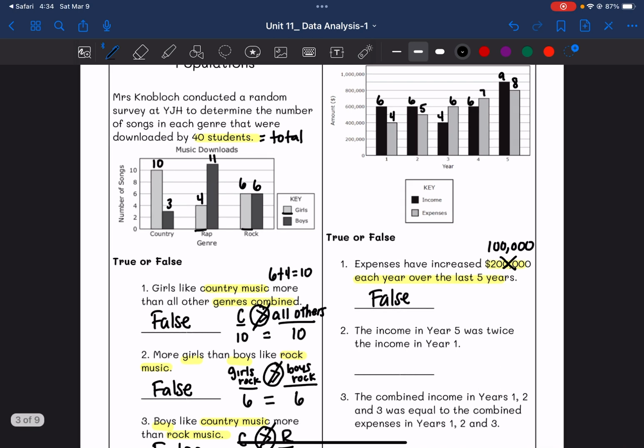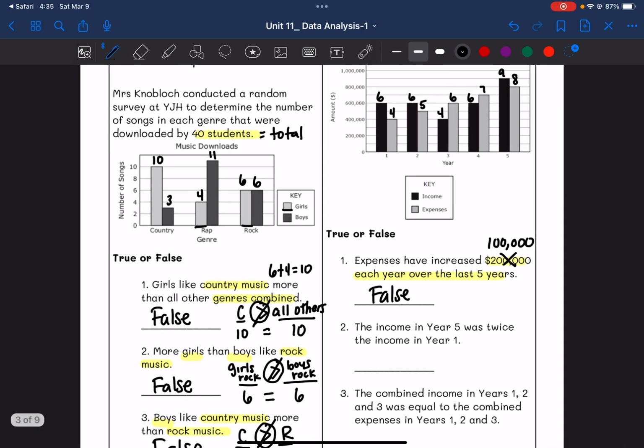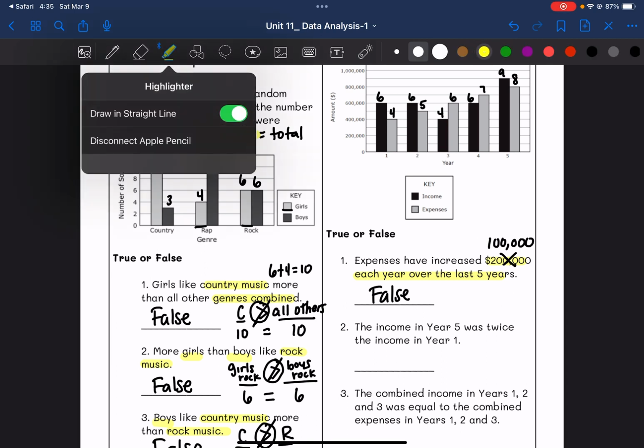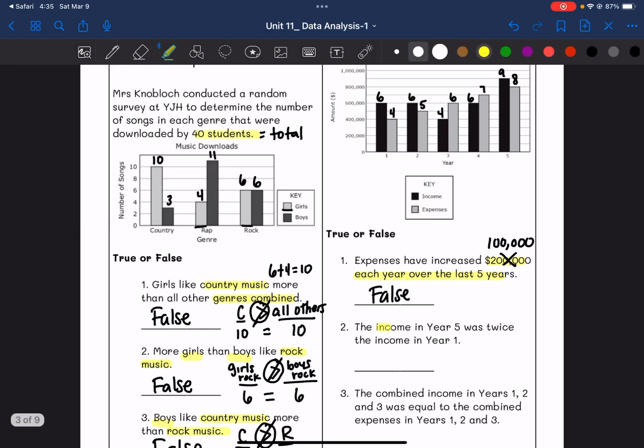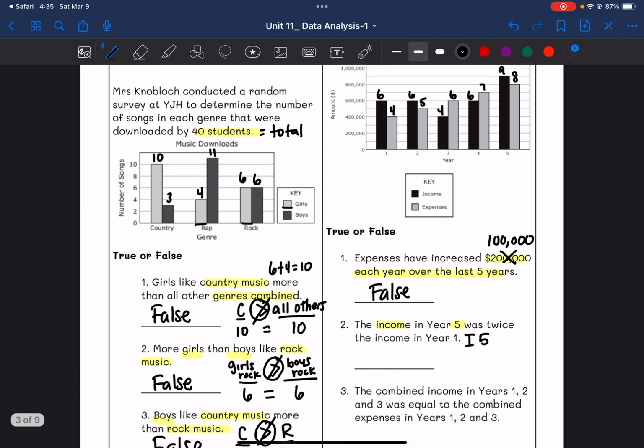Number 2 says the income in year 5 was twice the income of year 1. So what I like to do with this is I like to write income, and I'm going to write 5, right? So how I'm going to write that is I for income and 5 for year 5. Now, it's saying twice the income of year 1. So what I'm going to do is I'm going to write 2 times, and I'm going to circle that because that's the comparison.